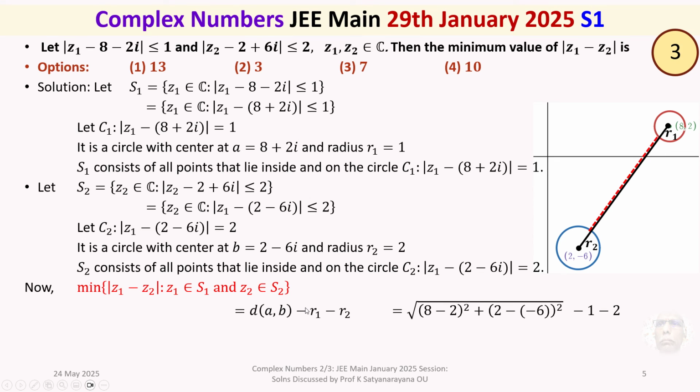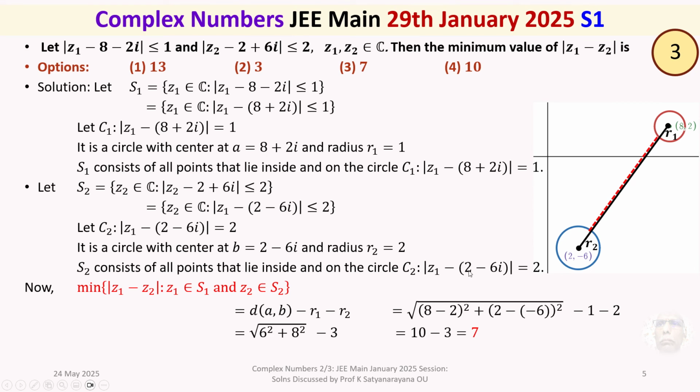Minus 1 minus 2. What is the distance between (8, 2) and (2, minus 6)? The distance formula gives the square root of (8 minus 2) whole square plus (2 minus minus 6) whole square. That is 6 square plus 8 square, that is 100, under the square root of 100, that is 10. Then 10 minus 3, that is equal to 7.